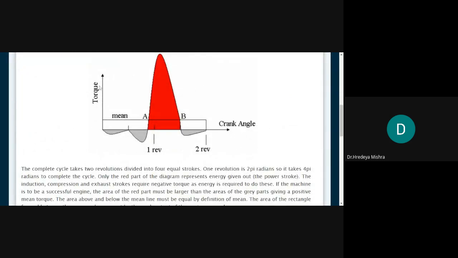Okay, so see here, this is the torque and this is the crank angle. First suction, compression, and this is the power stroke. See, red is the power stroke. So what is the meaning? The power stroke has more peak, meaning this is positive. Here we get the energy and here we lose the energy. So these are in the negative direction, and this red one is the power stroke which is in the positive direction.